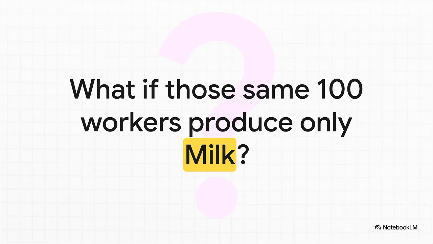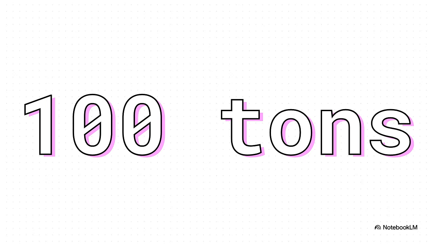All right, let's switch gears. What if we tell that same group of 100 workers, okay, forget the wheat, everybody is making milk now. Remember, the recipe for milk is different. It only takes 1 worker to make a ton. Pretty straightforward, right? 100 workers can make 100 tons of milk. So our labor constraint gives us a very clear trade-off. We can have 50 tons of wheat, or we can have 100 tons of milk. Or, of course, some combination between those 2 points.